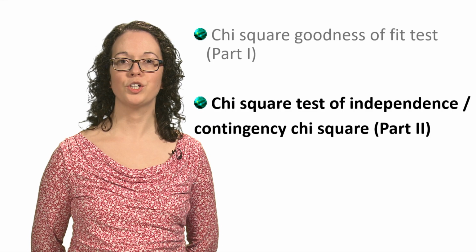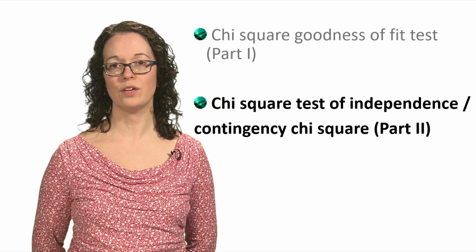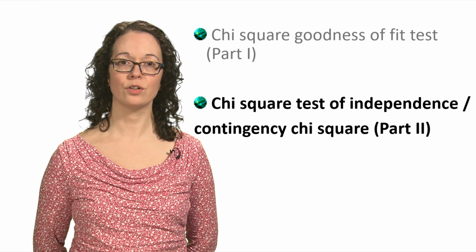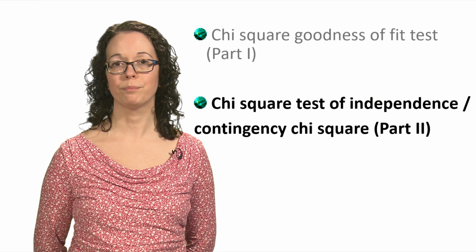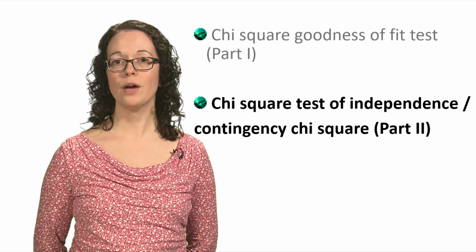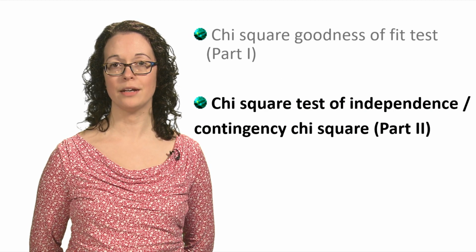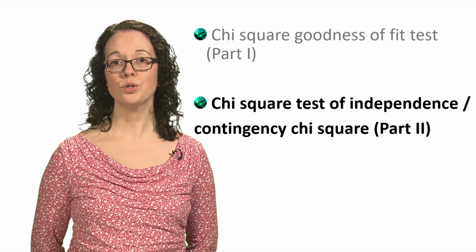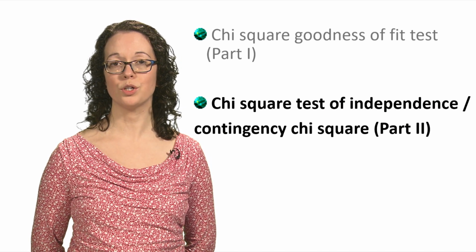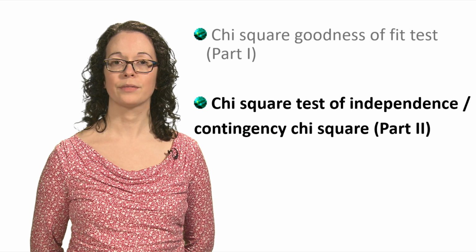In part 1, I showed you how to use the Chi-Square goodness of fit test to see whether the data for a single categorical variable follows a hypothesized distribution. Here in part 2, I will show you how to use the Chi-Squared test for independence, or the Contingency Chi-Squared test. This test is used to see whether there's a relationship between two categorical variables.